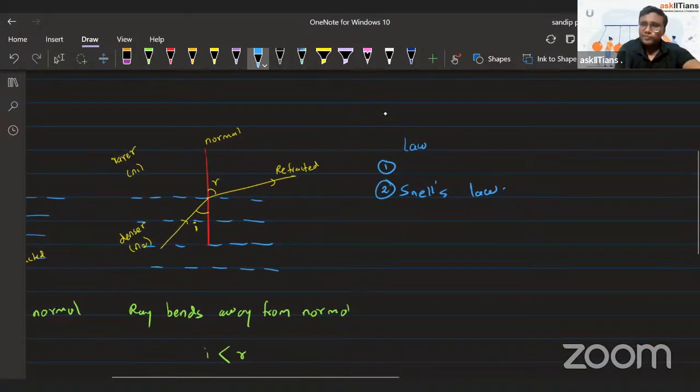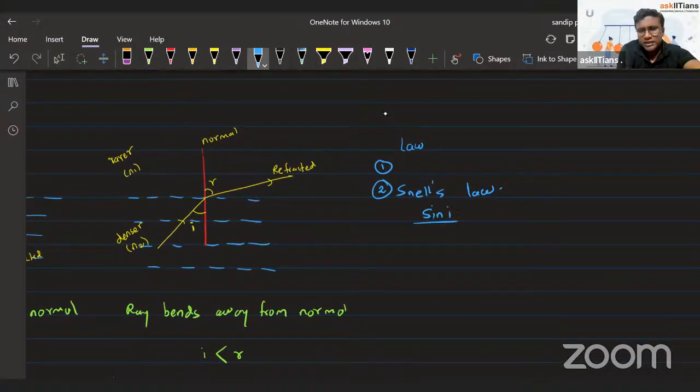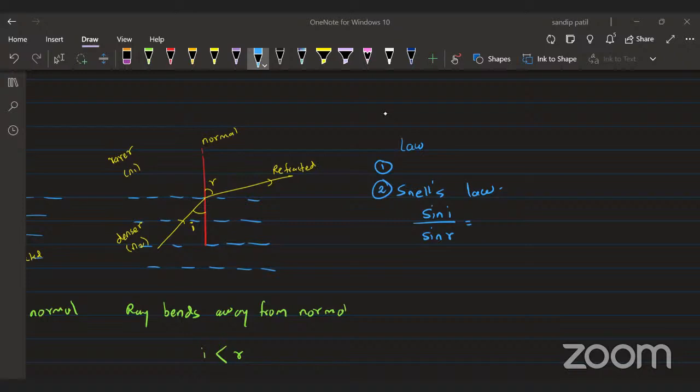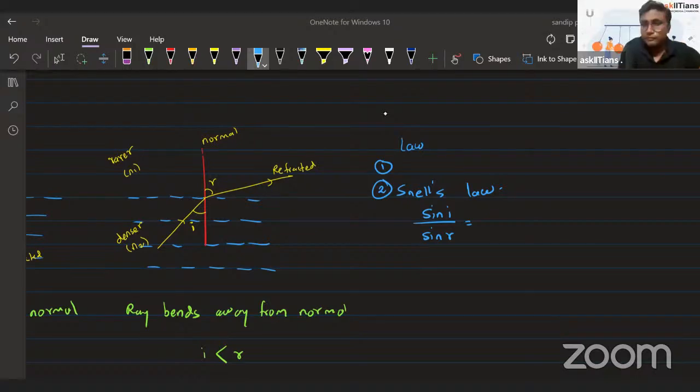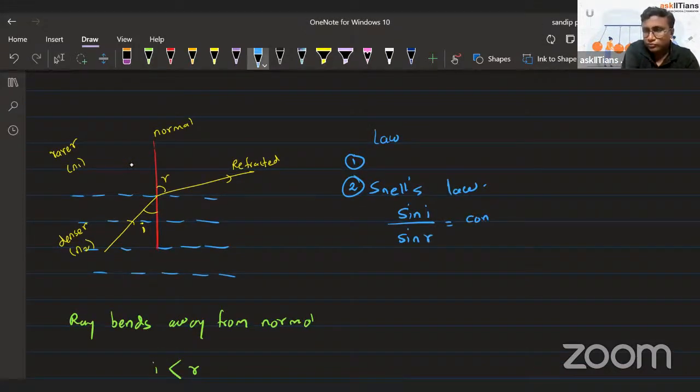It says that the ratio of the sine of the incident angle to the sine of the refraction angle is constant. That constant is equal to the refractive index n. Refractive index of what? Refractive index of the second medium with respect to the first medium.